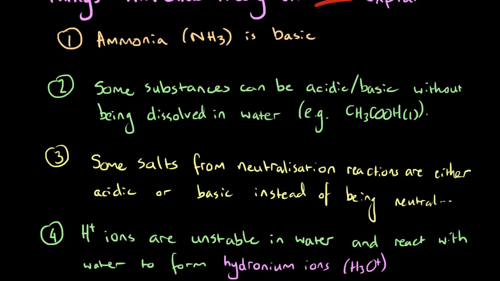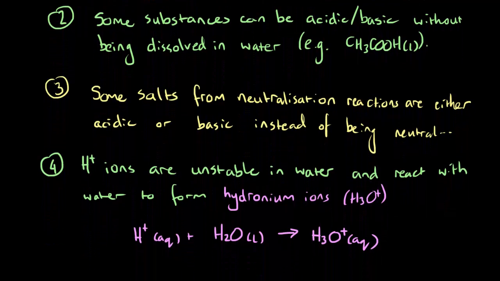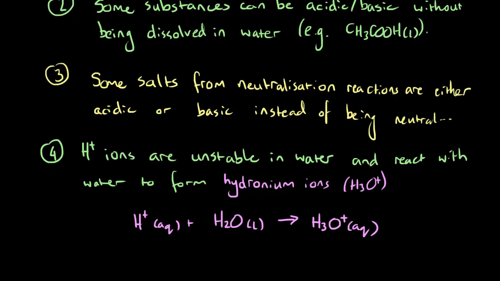The final thing, or a major problem, is that H+ ions are unstable in water. They don't stick around for very long. So even if your hydrochloric acid did ionize to form H+, that H+ ion actually will react with water to form what is called a hydronium ion, H3O+. And the equation for that is shown here at the bottom. What it means is that the idea of Arrhenius that you just have these H+ ions isn't actually correct anyway, because you'd have H3O+ ions, not H+ ions.